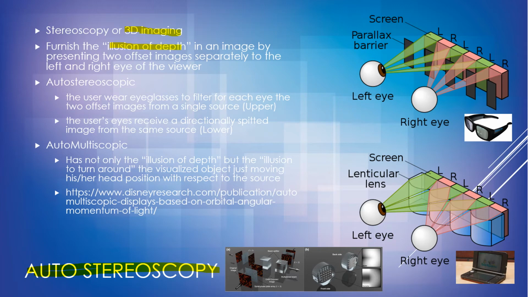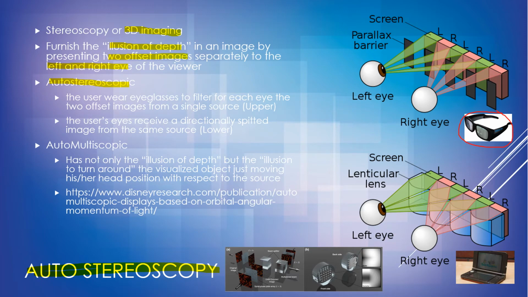The easy way to understand it is that they project two light rays to your left eye and to your right eye. So two offset images go separately to your left eye and right eye. There are two different kinds of 3D imaging that I guess all of you have experienced. The first one is autostereoscopic, or in easier words, IMAX movies.